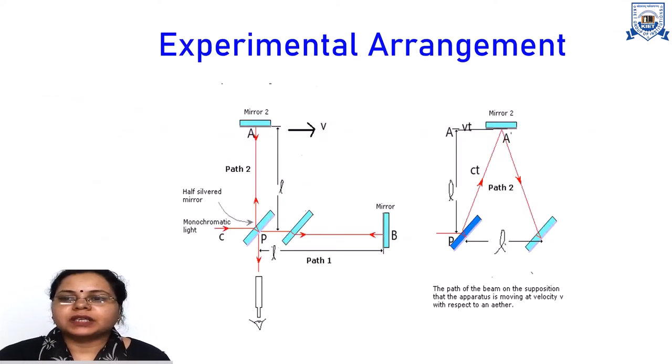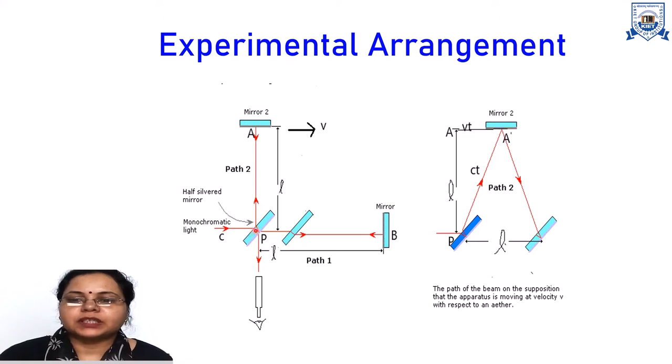This is the experimental arrangement of the Michelson-Morley experiment. Here we have a monochromatic source of light. Light is incident from this source and strikes a plate which is inclined at an angle of 45 degrees. After incidence on this plate, light is split into two parts. One is the reflected ray and the second is the refracted ray. The reflected ray moves towards mirror M2 and the refracted ray moves towards mirror M1.